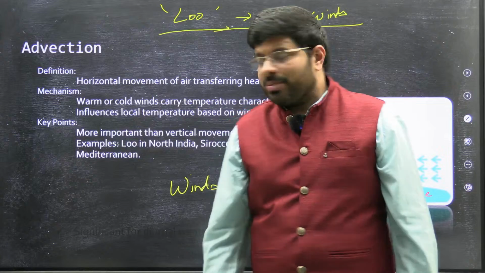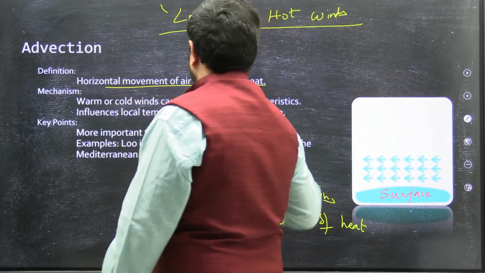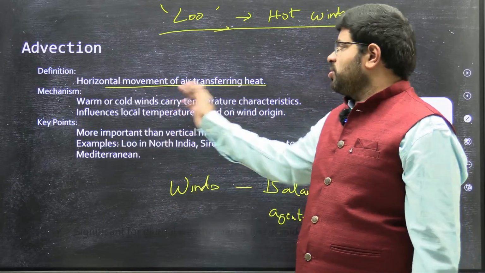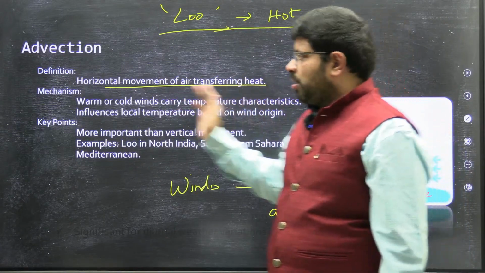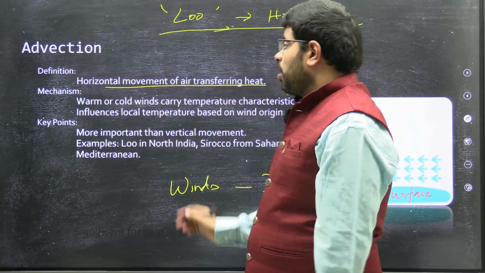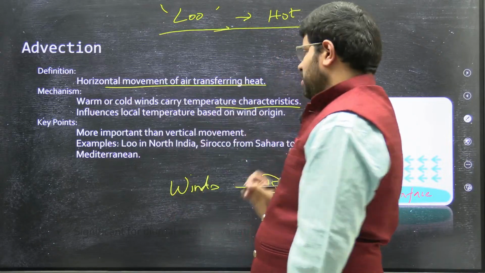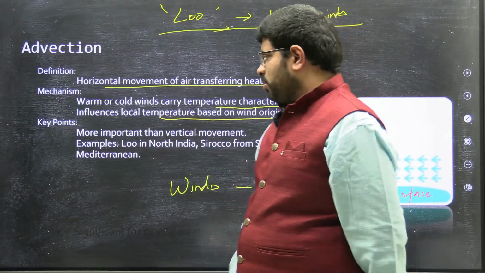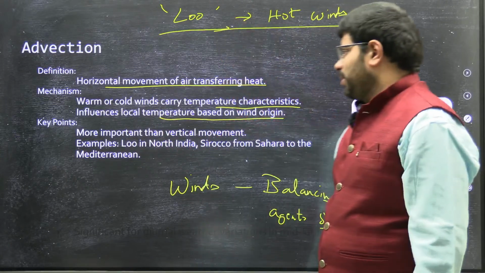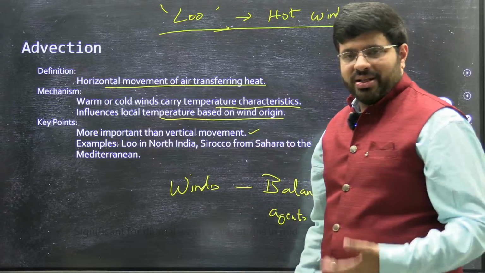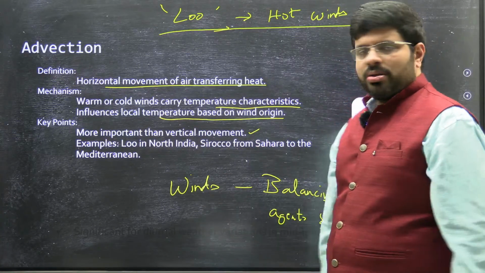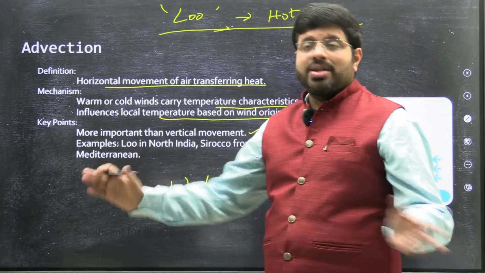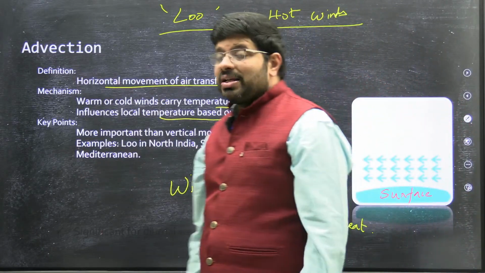What is the mechanism? Horizontal movement of air transferring heat. What is the definition? Horizontal movement of air transferring heat. What is the mechanism? Warm or cold winds carry temperature characteristics. They influence the local temperature based on wind origin. They are more important than vertical movement, right? Because they are moving horizontally across larger periods and larger regions.